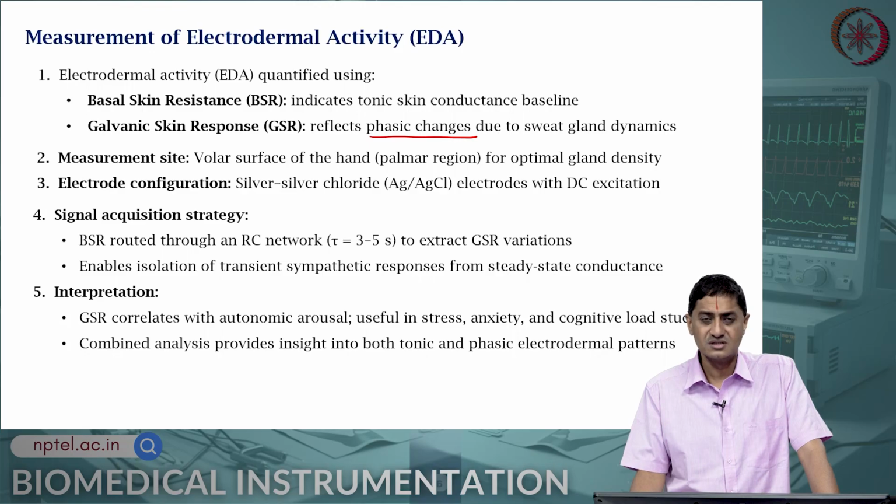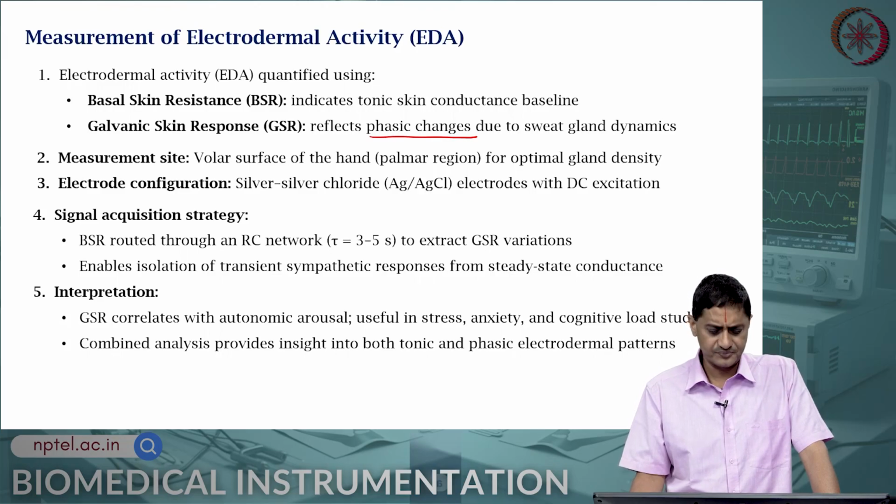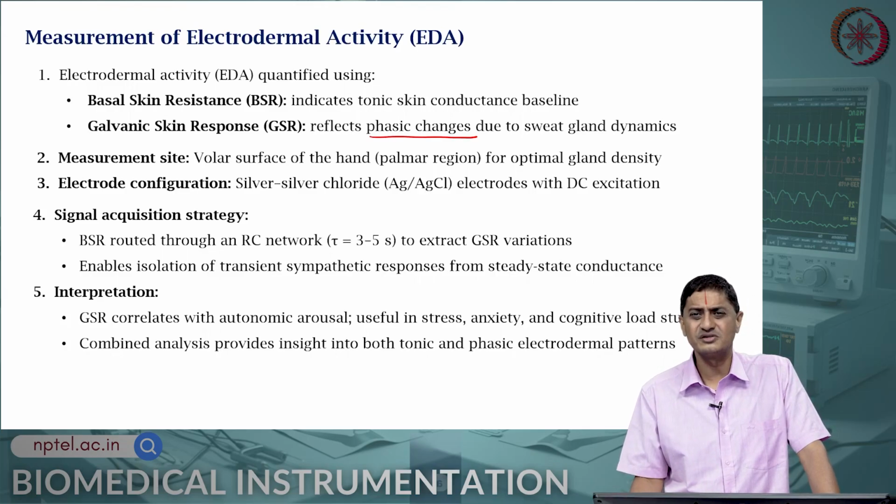Where do you measure from? From the volar surface or the palmar region, for optimal gland density. And the electrode configuration? What is the electrode that is used? Silver chloride electrode with DC excitation. You measure the BSR through an RC network with a time constant of about 3 to 5 seconds to extract variations in the galvanic skin response, and this essentially will help us to isolate or identify the sympathetic response from the steady state conductance.